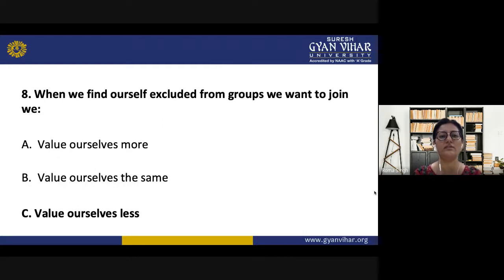When we find ourselves excluded from groups we want to join, we? The options are value ourselves more, value ourselves the same, value ourselves less. So if we are not able to join the group we want to be in, then we are valuing ourselves less, because we think that if we are thrown out of the group, that means we are less knowledgeable, or we have not achieved something. So this will automatically make us value ourselves less than others.